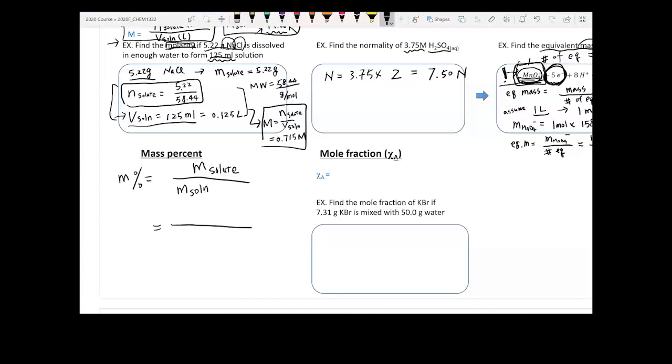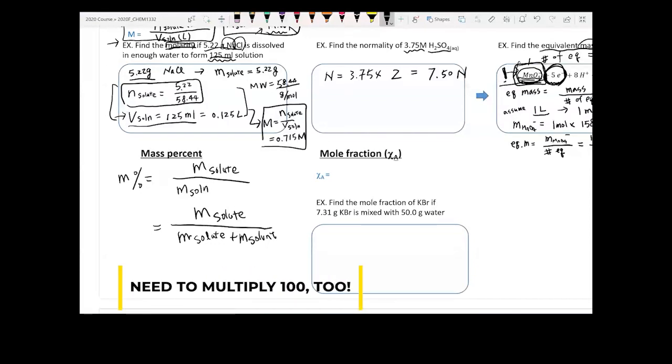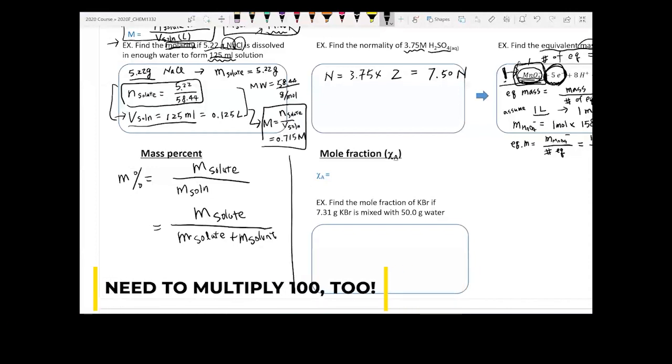Okay, so it's very straightforward, just using the mass instead of using number of moles. So another one is mole fractions. Mole fraction means you need to use everything in number of moles.